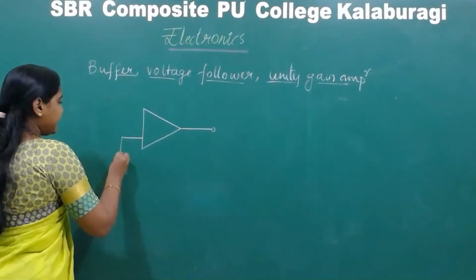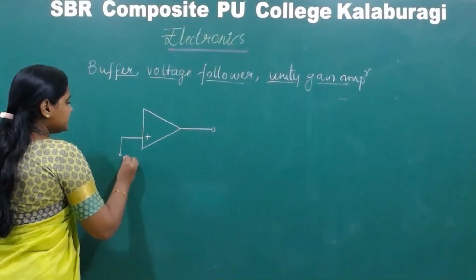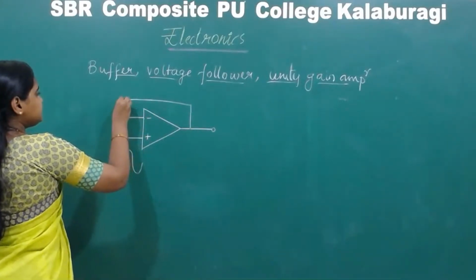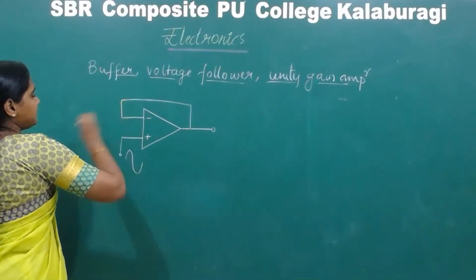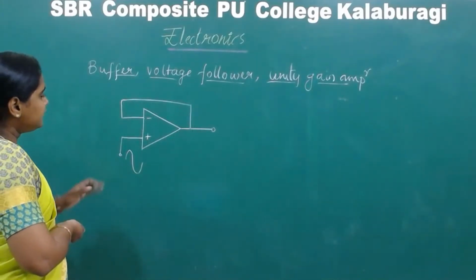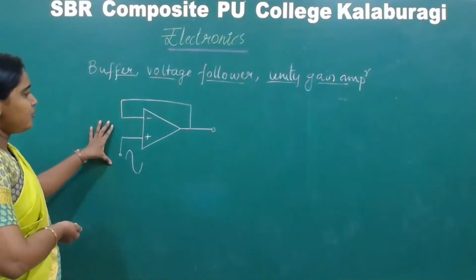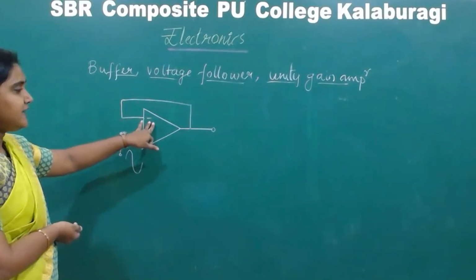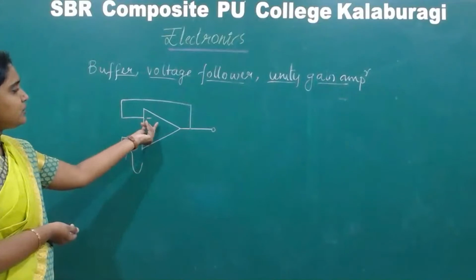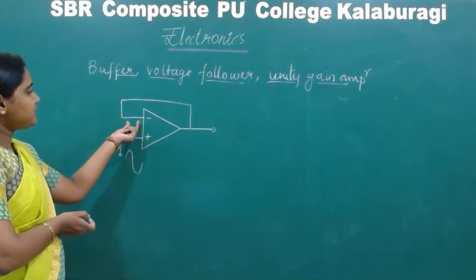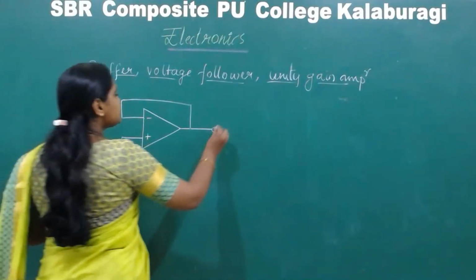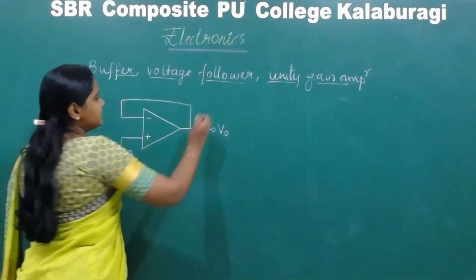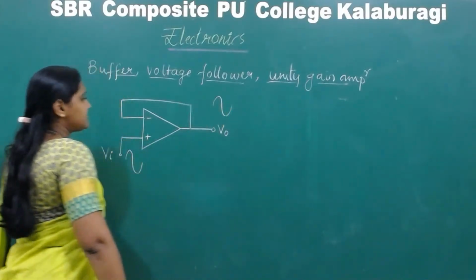Where the input is applied to the non-inverting terminal. This is the input, and the feedback is applied to the inverting terminal. So it is basically a non-inverting amplifier concept where the value of RL is 0 and the value of RI is infinite, because when there is no resistor connected, we consider the input impedance of the op-amp, which is infinite. Okay. So this is the output V0. This is the input VI. And the output is exactly the same as the input.